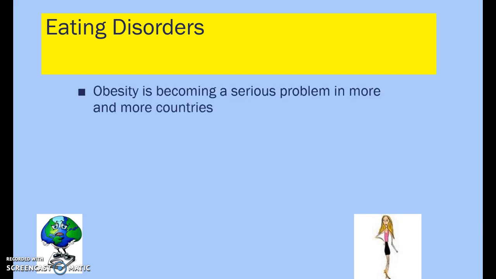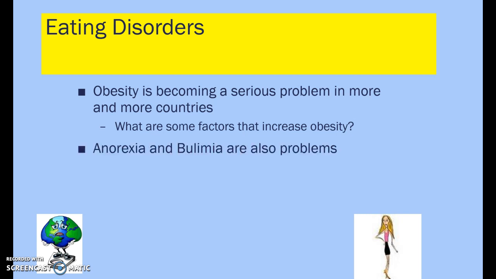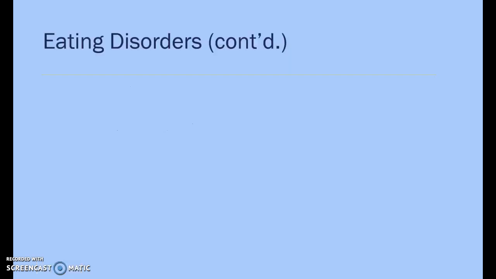This last part of the lecture is going to focus on eating disorders, including obesity, anorexia, and bulimia. With obesity, we see that it's becoming a serious problem in more and more countries, especially in the United States, and we will talk about some factors that might be related to the increased rate of obesity. We know that anorexia and bulimia are also problems, and we'll talk about some factors related to those as well.